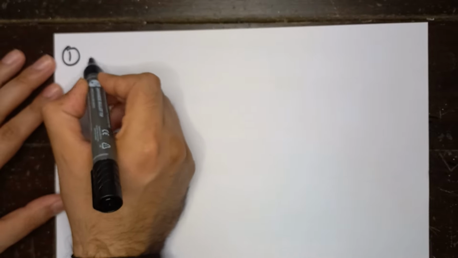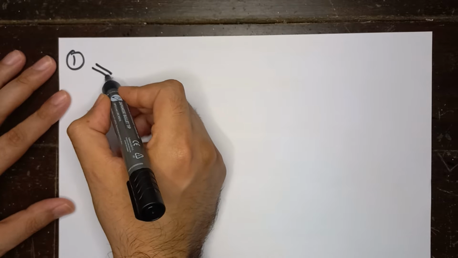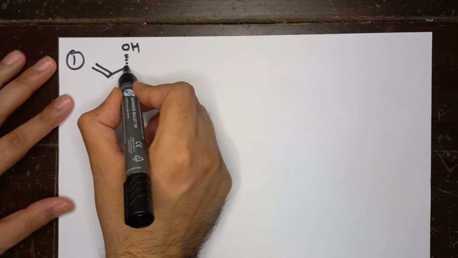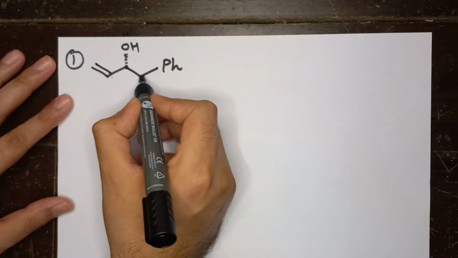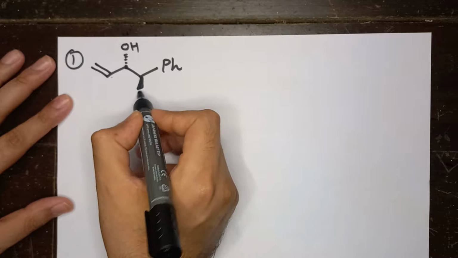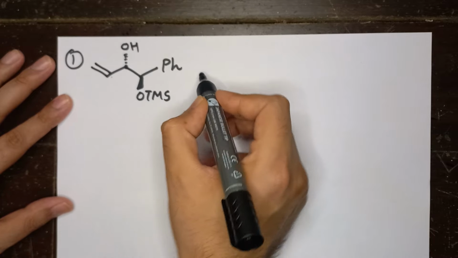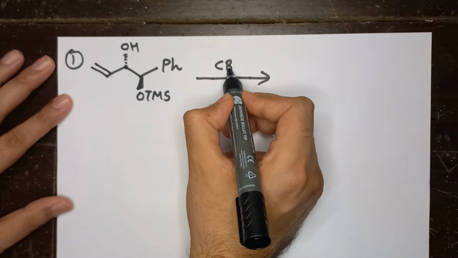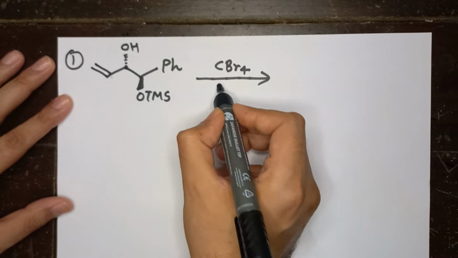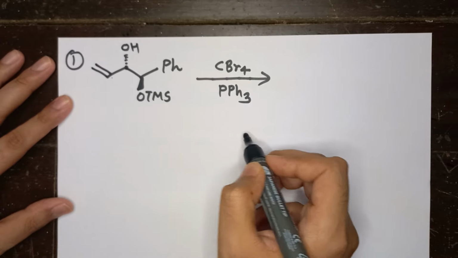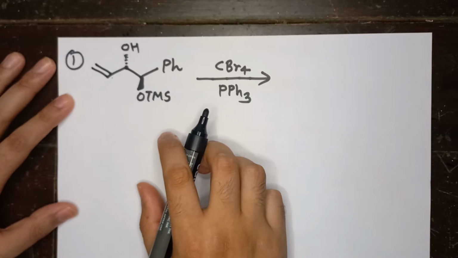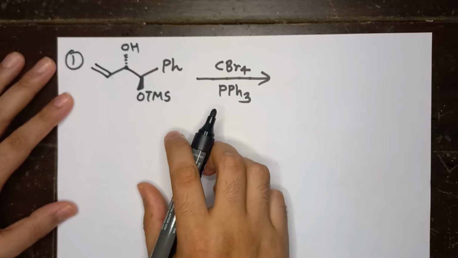Okay, so here's a question. We have OH below the plane this time, and we have an OTMS group here, and I'm reacting this with CBr4, carbon tetrabromide, and triphenylphosphine. So pause the video, draw the product and the reaction mechanism.